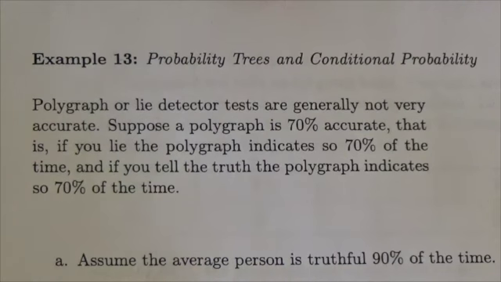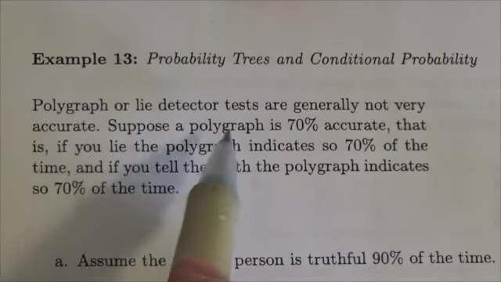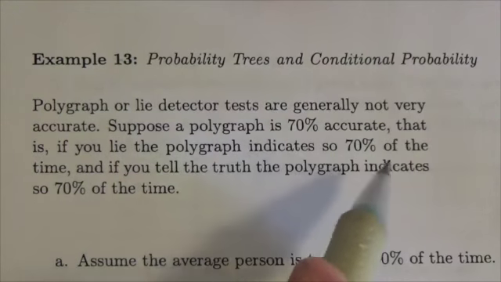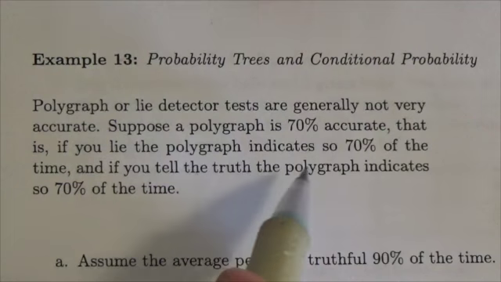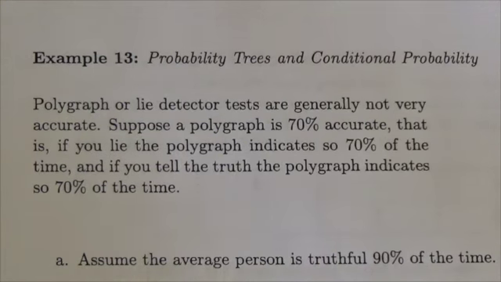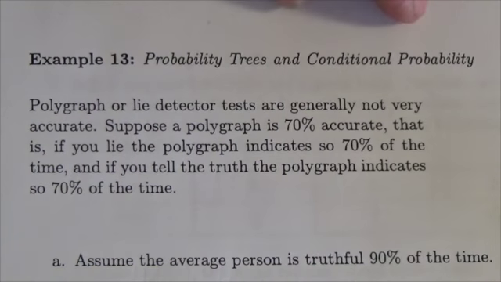This is example 13. Polygraph or lie detector tests are generally not very accurate. Suppose a polygraph is 70% accurate. That is, if you lie, the polygraph indicates so 70% of the time. And if you tell the truth, the polygraph indicates so 70% of the time. So there we go, that's what that means.